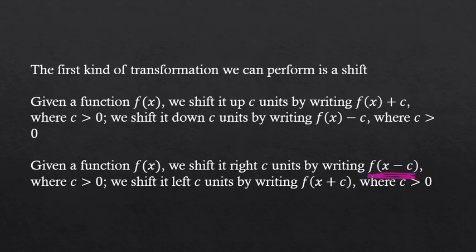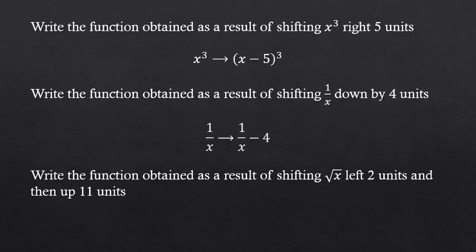Again, going back, if we want to shift it left by 2, it's going to be f of the quantity x plus 2. So the square root of x will then become the square root of the quantity x plus 2. Then after that, we are going to shift this thing up by 11. That is, we are going to add 11 onto this thing here. So we are going to get the square root of x plus 2, plus 11.